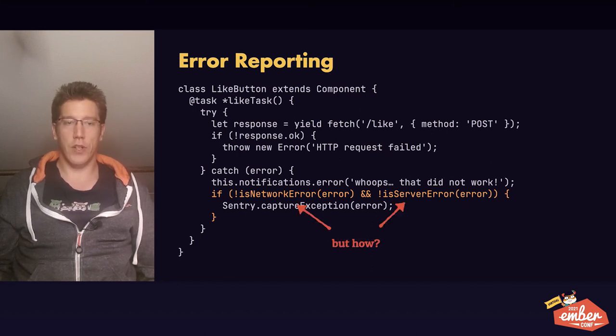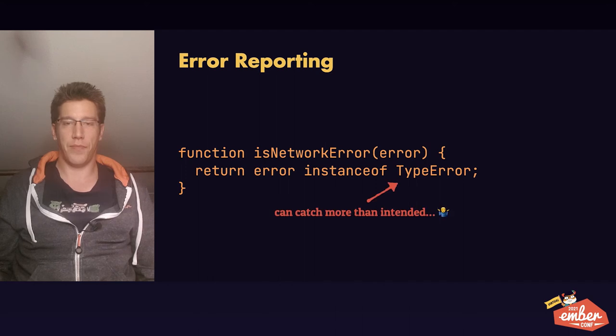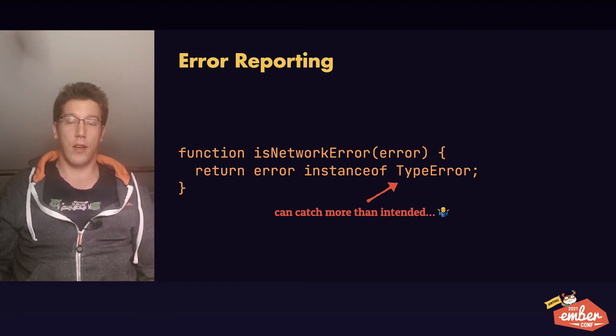But these kinds of functions don't exist yet. So how can we implement them? As mentioned before, fetch throws a type error for network problems. And we can use an instanceof check to figure out if the error is a type error. But unfortunately, we have no way of telling if it is an actual network error or if it is a different type error. We could check the error message string, but obviously all the browsers use different strings for that. We could do nothing, or we could wrap the fetch in a function and throw a custom error class instead. In the end, it is a complexity trade-off, and I will let you decide how strict you want to be with that.